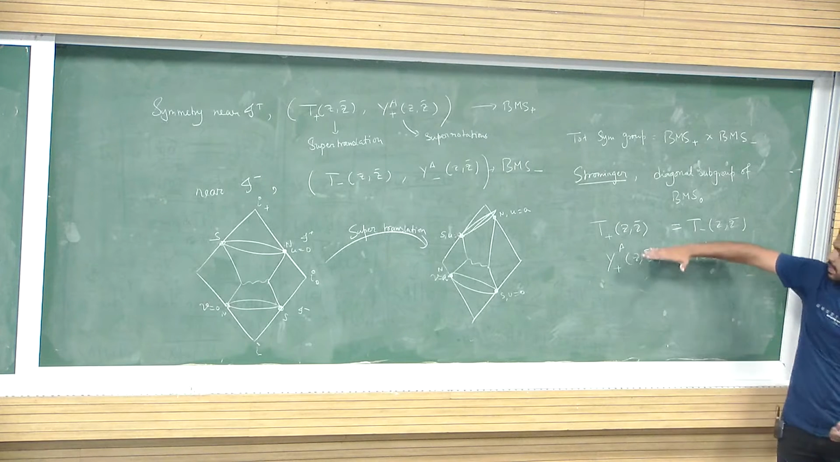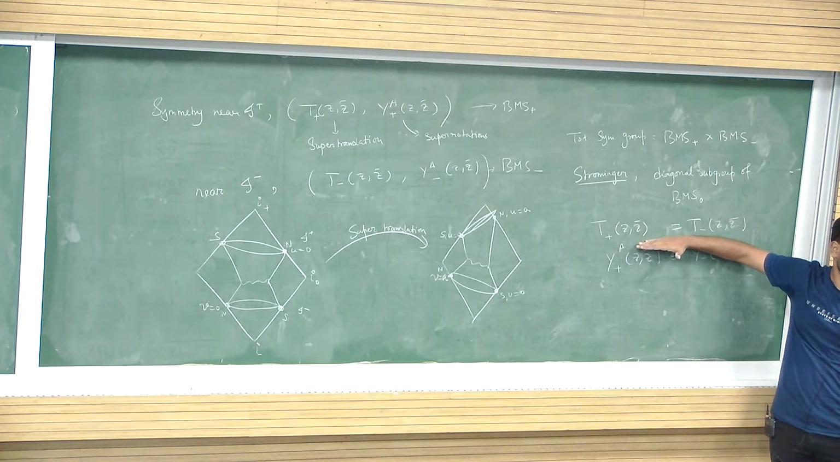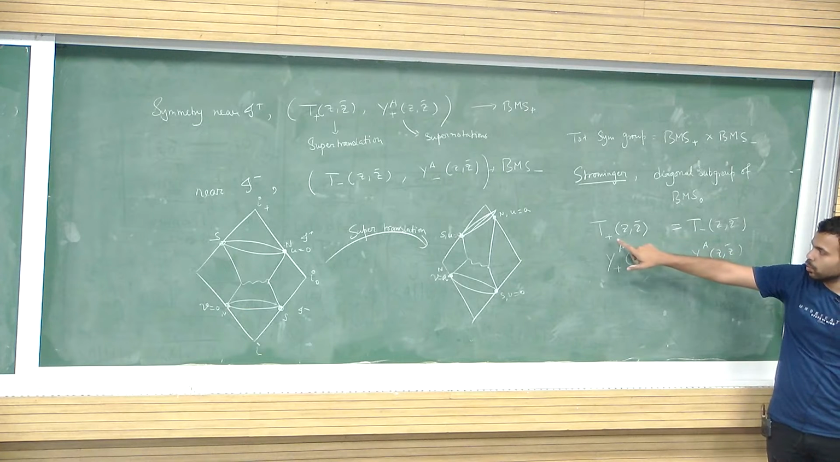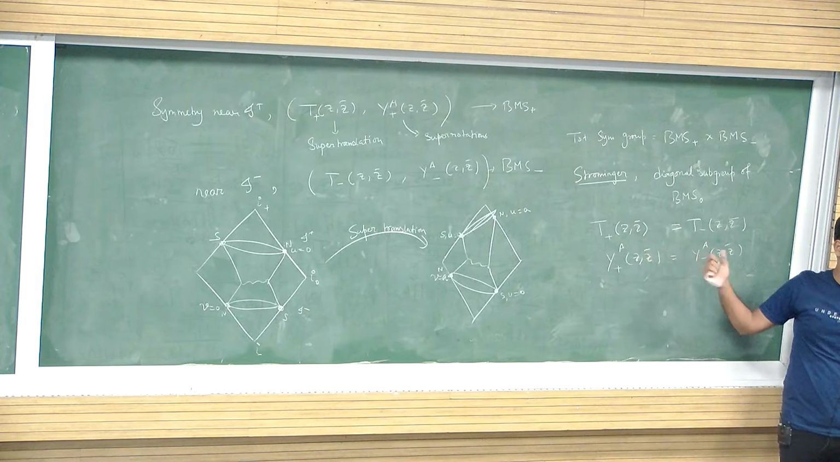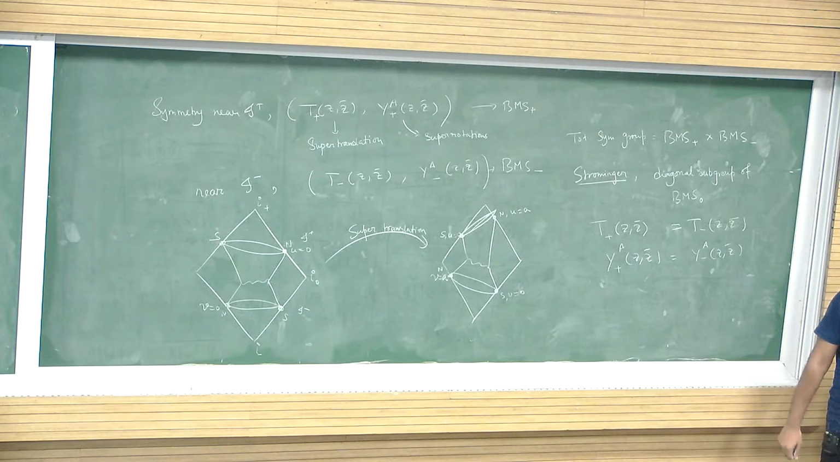No, no, no. This identification just tells me that it has to be u equal to A. Okay? Because whatever I do at scri minus, I have to do the same thing at scri plus. Right? Only then are these two things related.